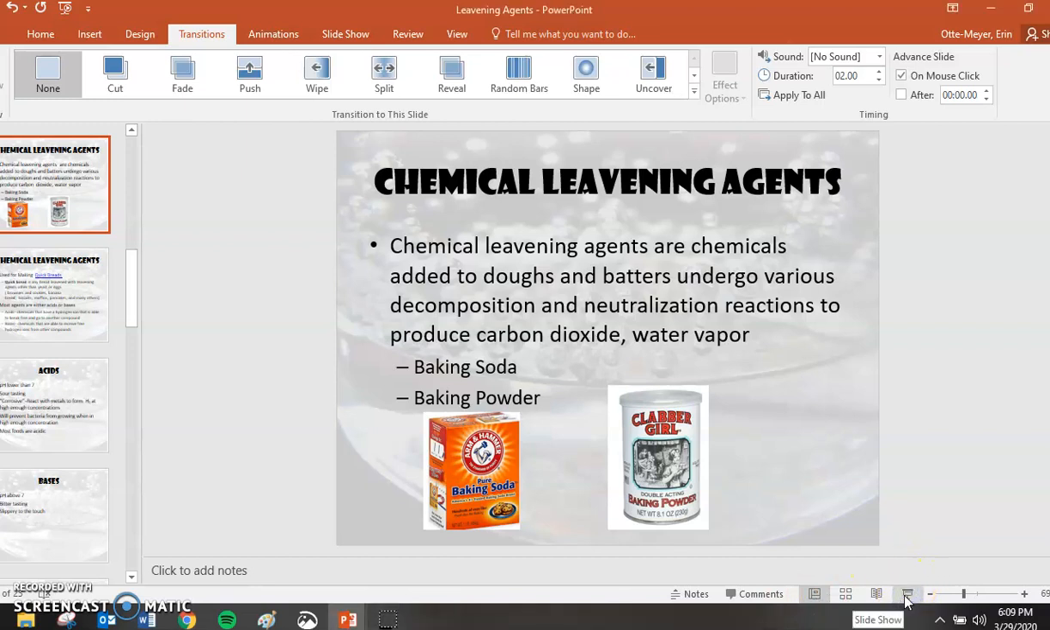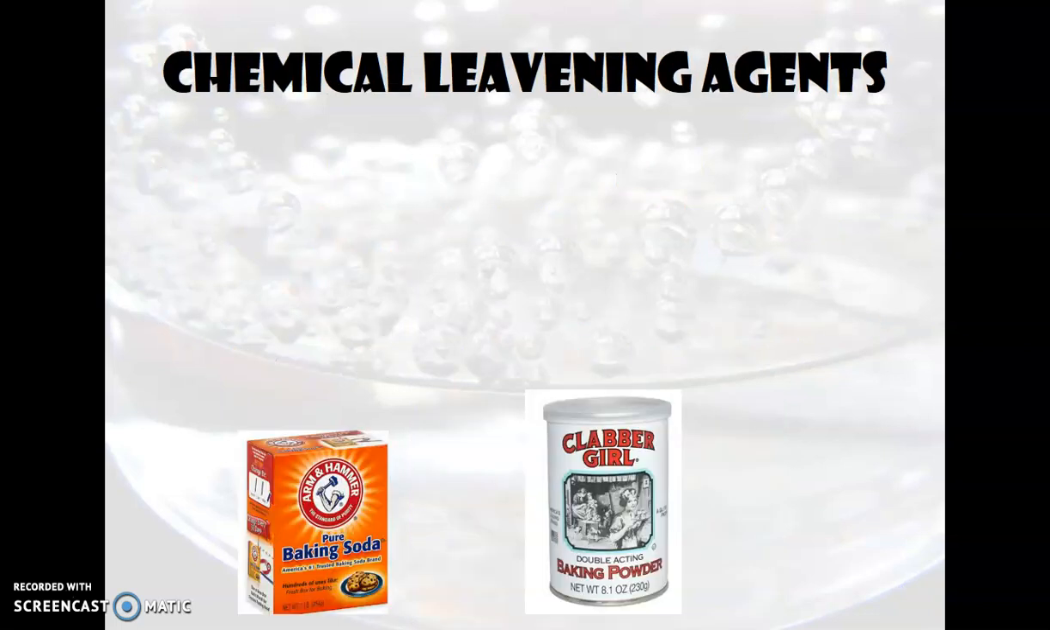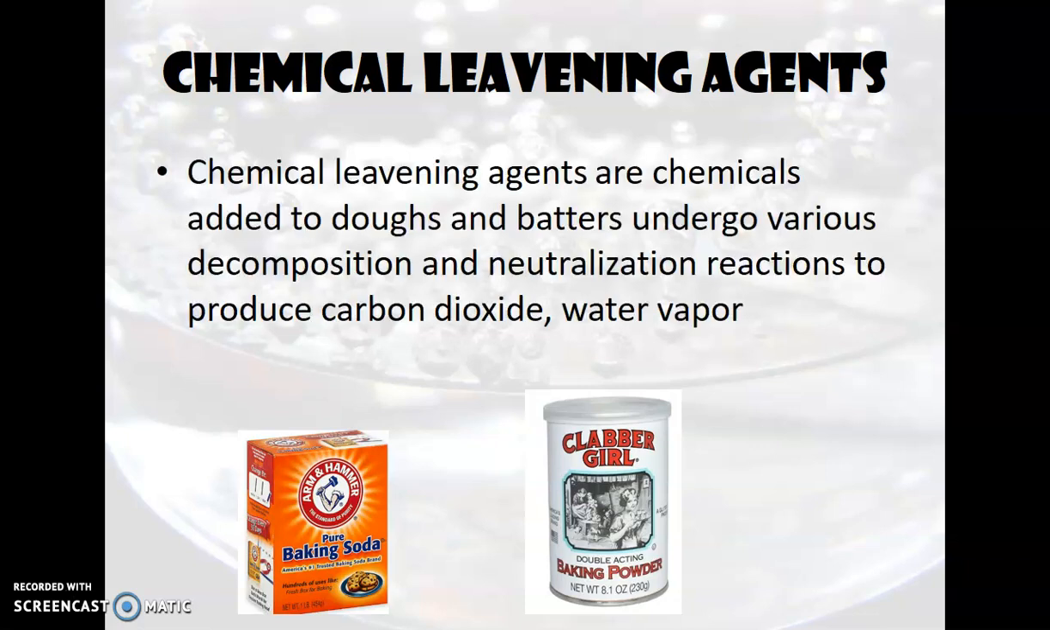I will get the presentation going in just a sec if my computer cooperates. There we go. All right, so at the bottom of the screen, you can see two little pictures there. You can see a box of baking soda and a box of baking powder. Not to ruin the ending, but those are probably our two most common chemical leavening agents.